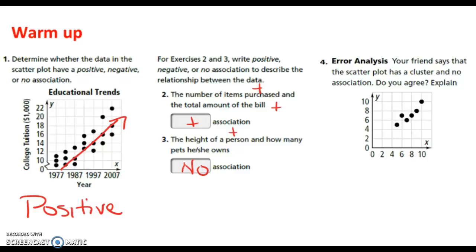Number 4 says your friend says that the scatter plot has a cluster and no association. Do you agree? I do agree that there is a cluster right here, but I disagree that there is no association. The association is positive because it is going up.